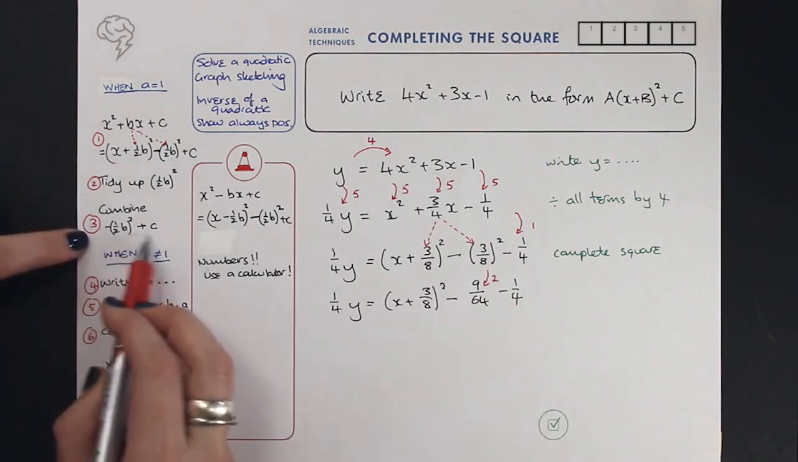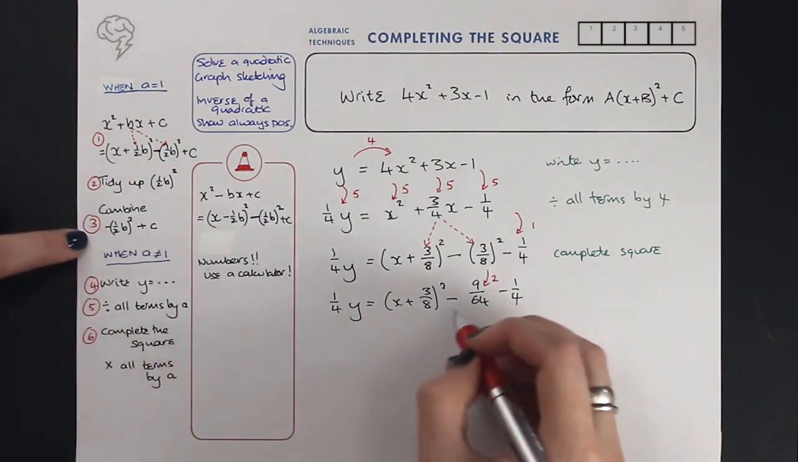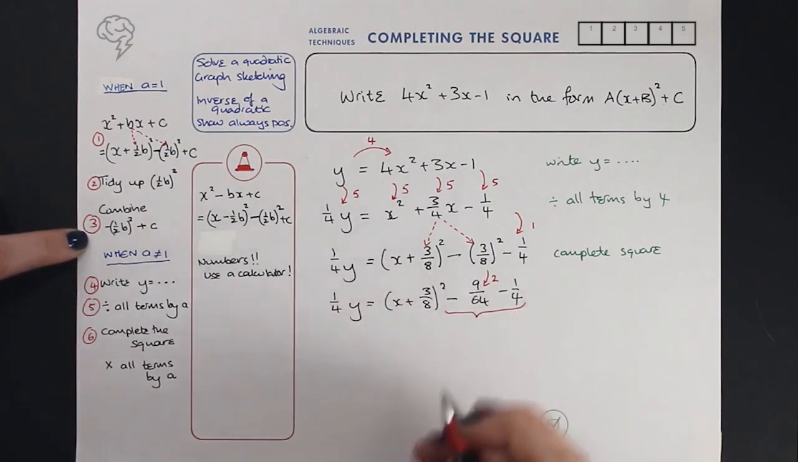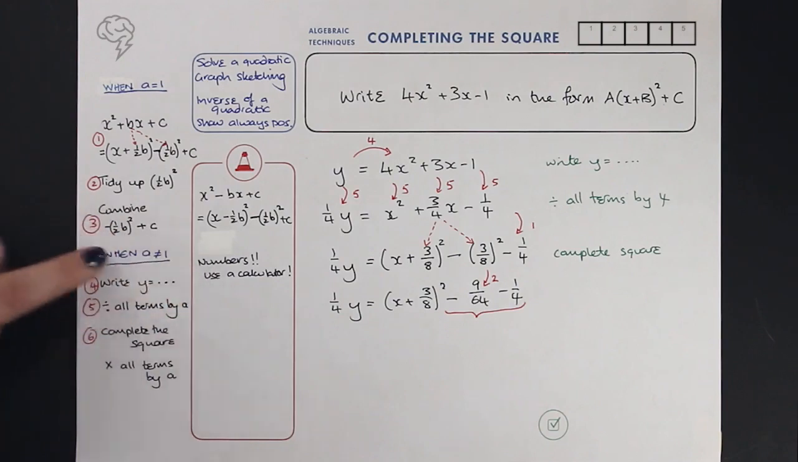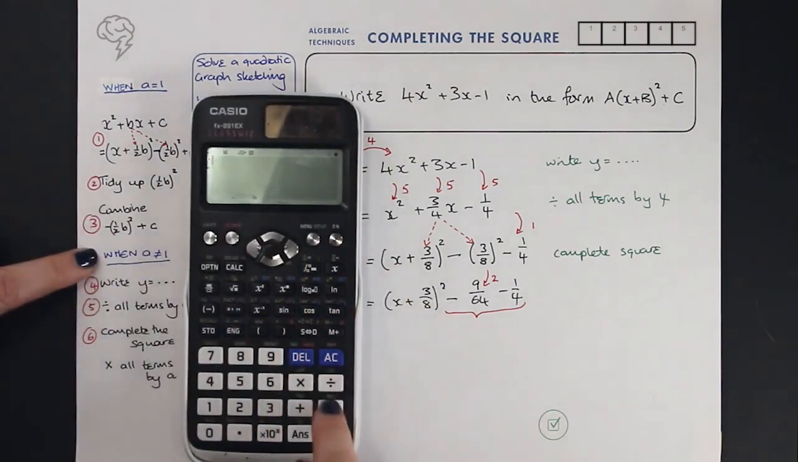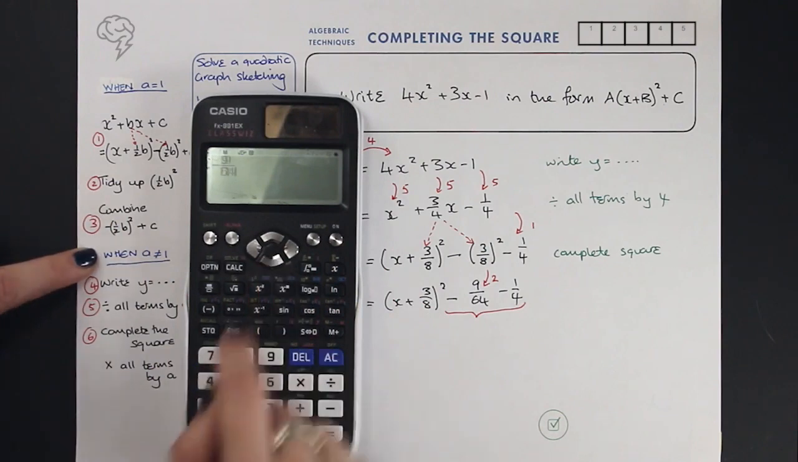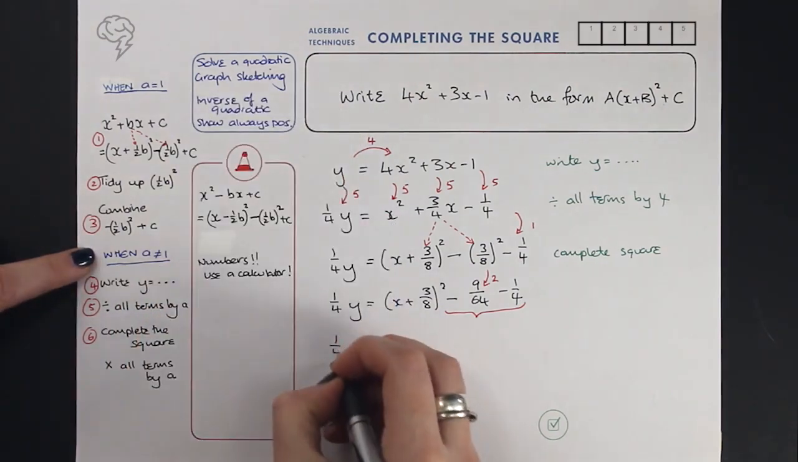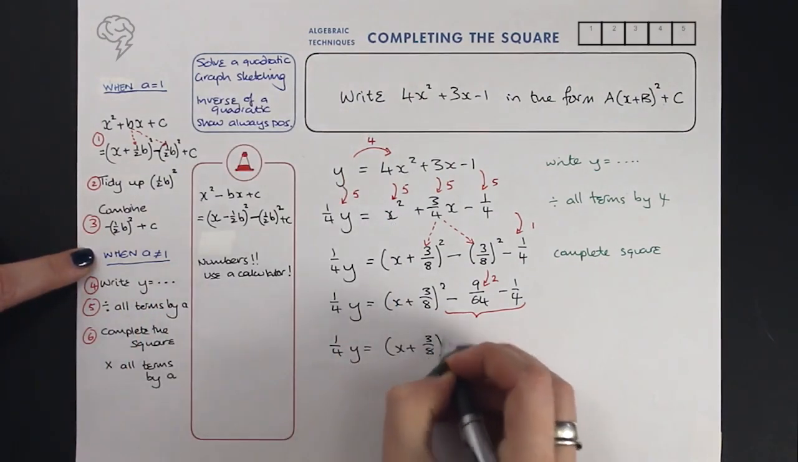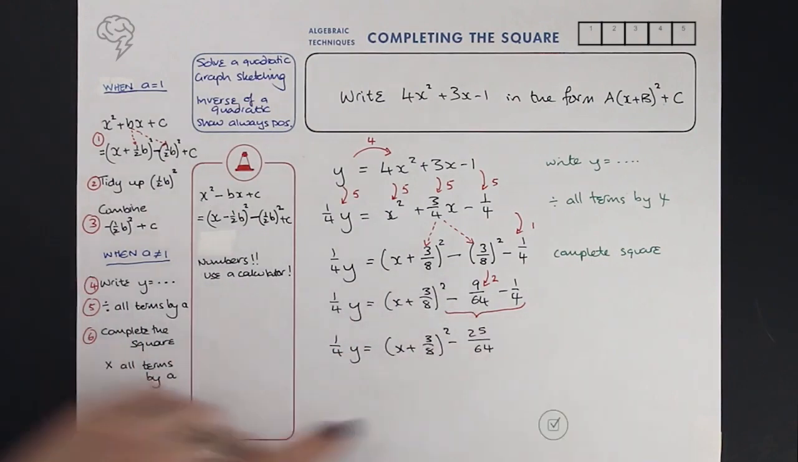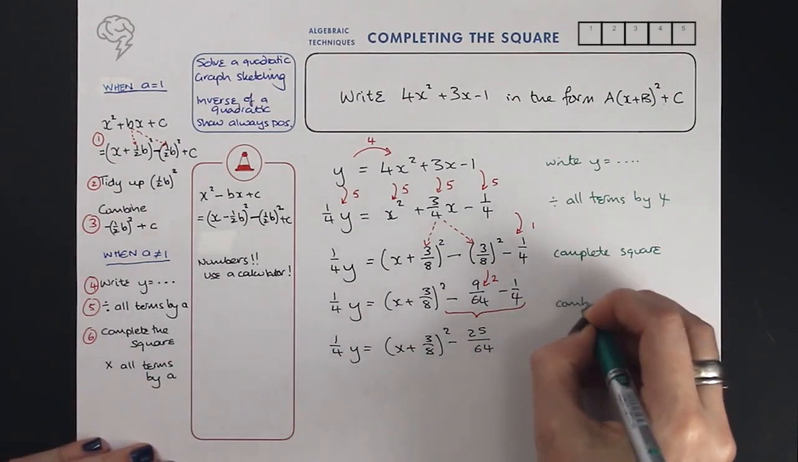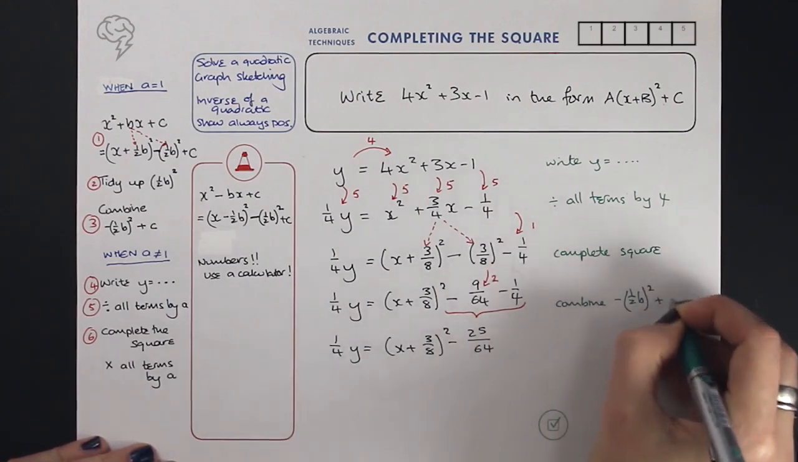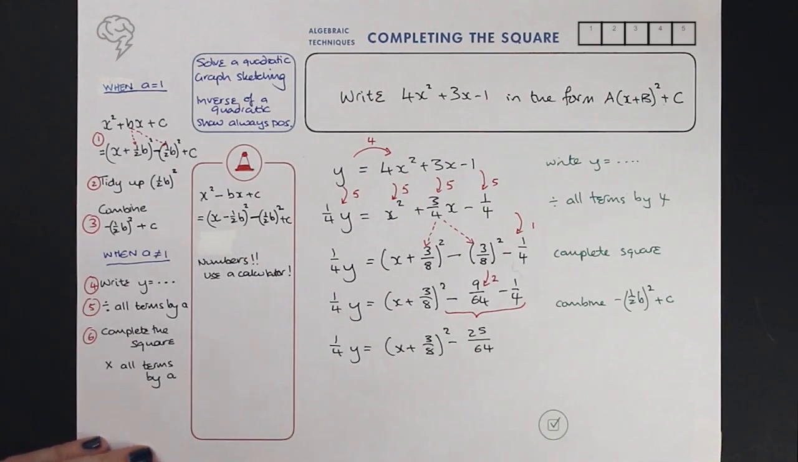Now combining that bit and the c, so combining these two terms here into one term, and I'm going to use a calculator for that because otherwise it might go wrong. So we've got minus 9 over 64 minus a quarter is minus 25 over 64. So that step there just pulls that minus half b squared and the c together to make one term. And then we can do this final step here. Final step: times all the terms by the a.